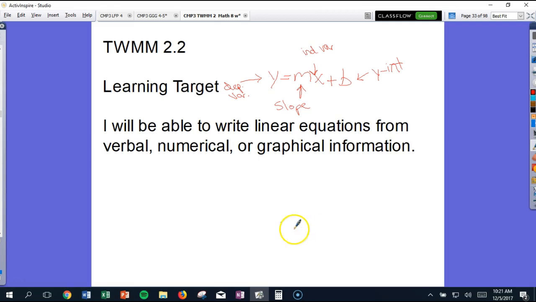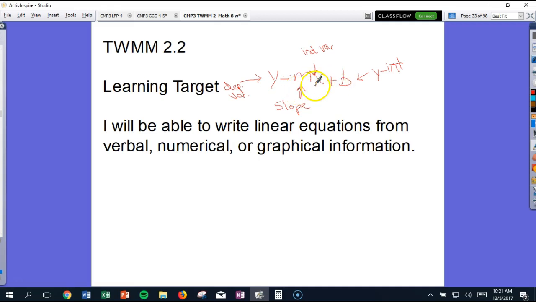Our learning target today is we want to be able to write linear equations from verbal, numerical, or graphical information. Now, these linear equations, we're talking about the format of y equals mx plus b, which we went over earlier this year in Moving Straight Ahead. So we're going to expand on what we've learned there, but the first parts of this should be kind of a review for what we did with Moving Straight Ahead.